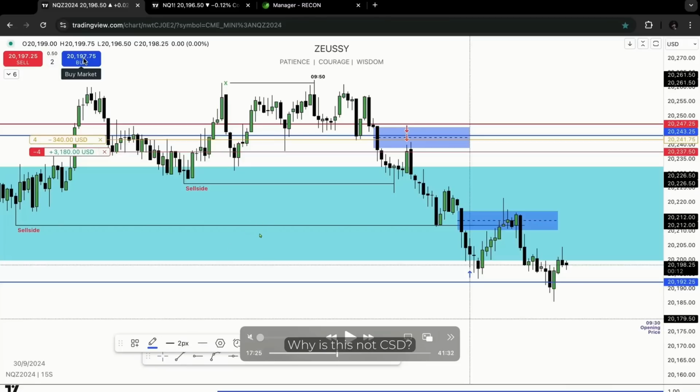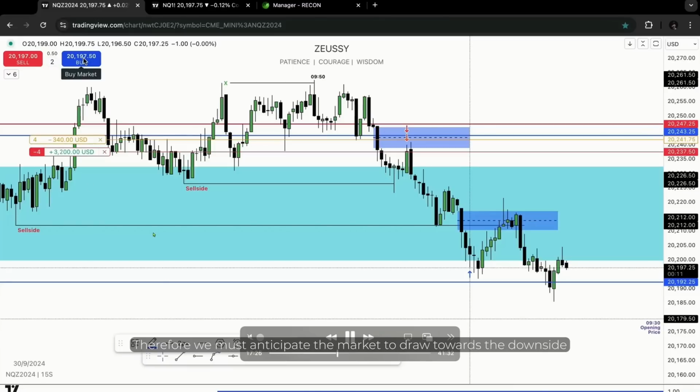Why is this not CSD? Why is there no change in delivery state? Because the underlying order flow is bearish. The underlying narrative is we went higher to go lower. Therefore, we must anticipate the market to begin to draw towards the downside.